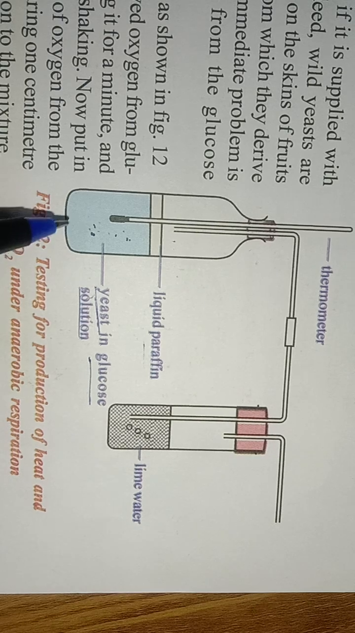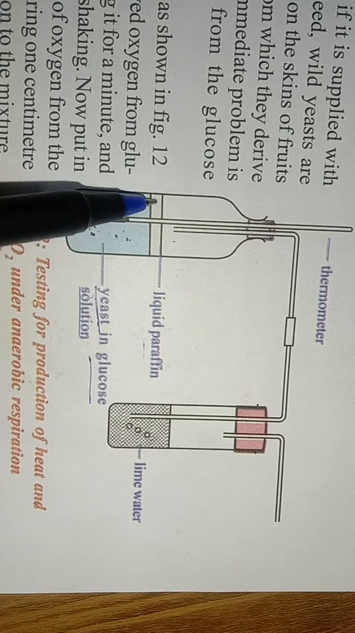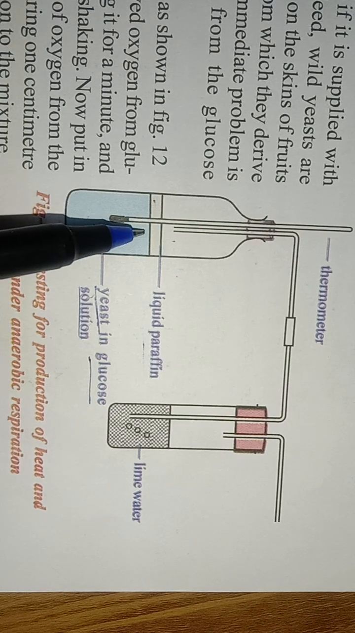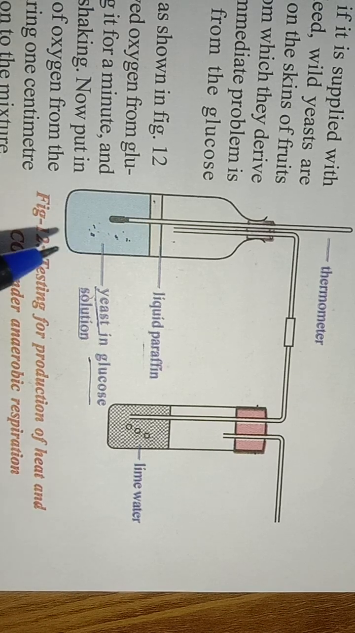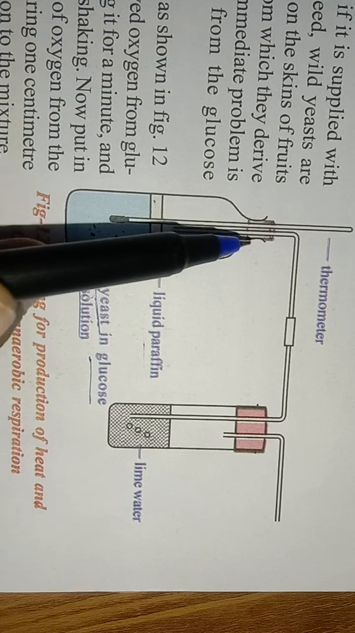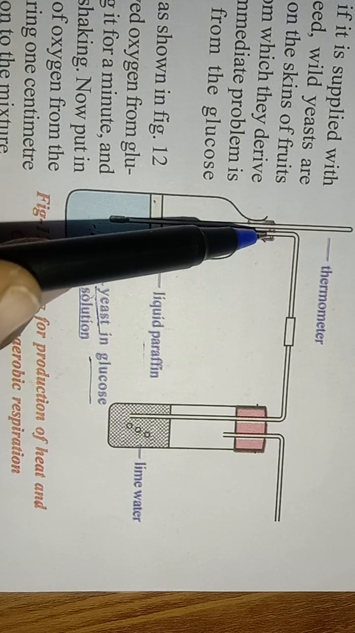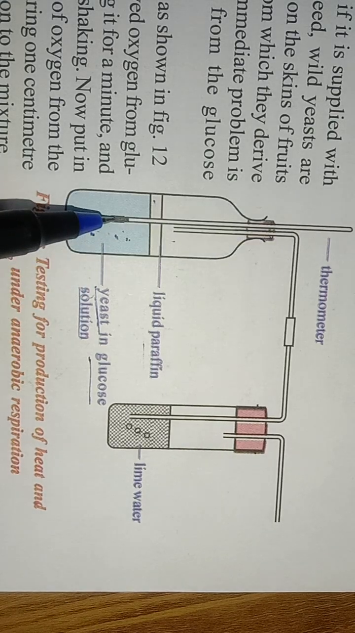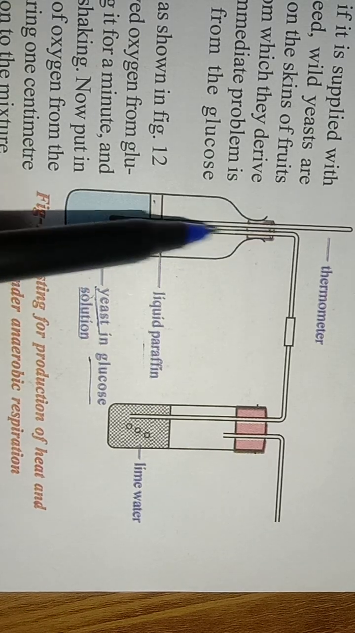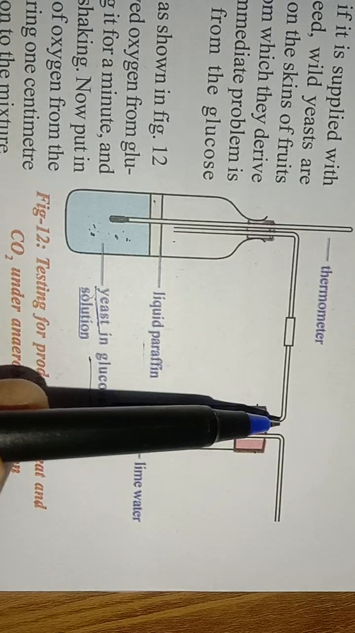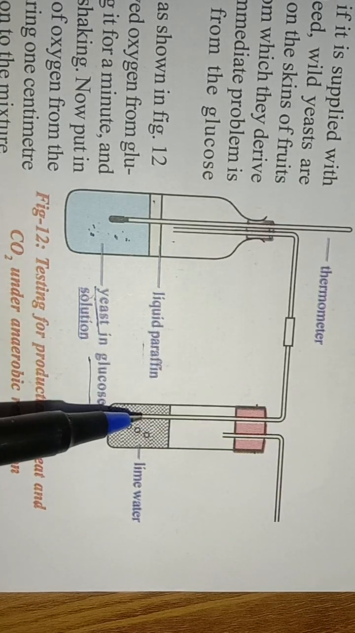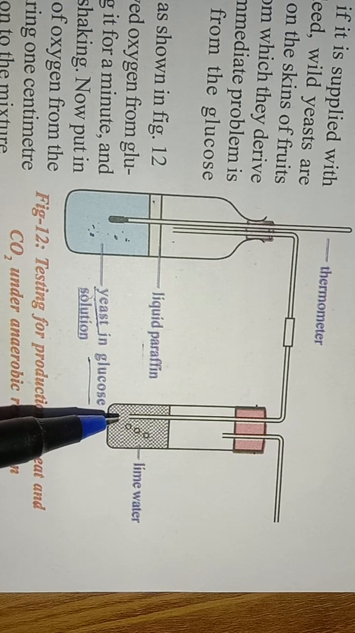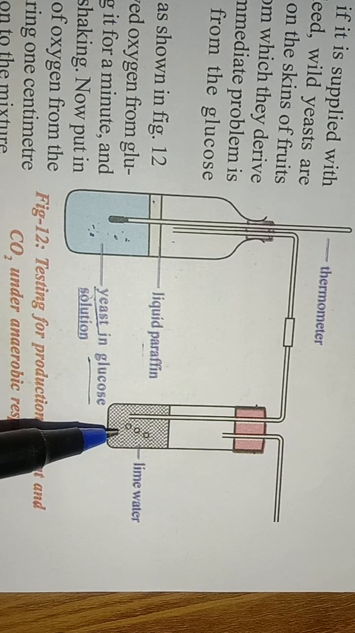Okay, now add yeast to this, right? Pour liquid paraffin to stop the flow of oxygen, then leave it for some time. Close this jar with the rubber cork which has two holes, one to insert your thermometer and the second to insert your delivery tube. The second end of the delivery tube is sent to the lime water in another test tube.